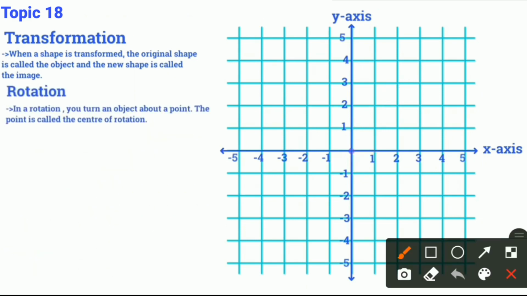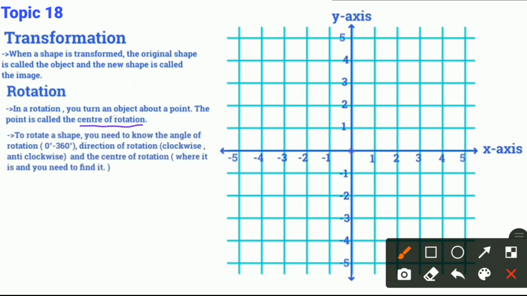Now it's time for rotation. In a rotation, you turn an object about a point. The point is called the center of rotation. You have two things: the center of rotation and the object. To rotate a shape, you need to know the angle of rotation, the direction of rotation, clockwise or anti-clockwise, and the center of rotation, where it is, and you need to find it. Rotate this shape 70 degrees anti-clockwise about 0.